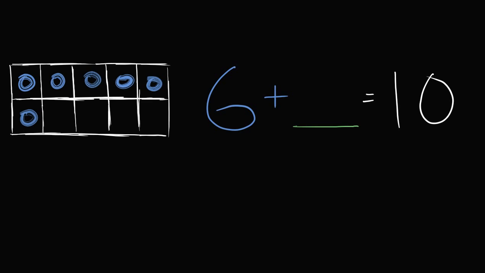So we just have to think about how many more circles we need to fill up all the boxes to get to 10, because we already have 6 filled in. Well, we need 1, 2, 3, 4 to get to 10. So let's just fill that in. 6 plus 4 is equal to 10, or we could even say that 4 plus 6 is equal to 10. Either way.